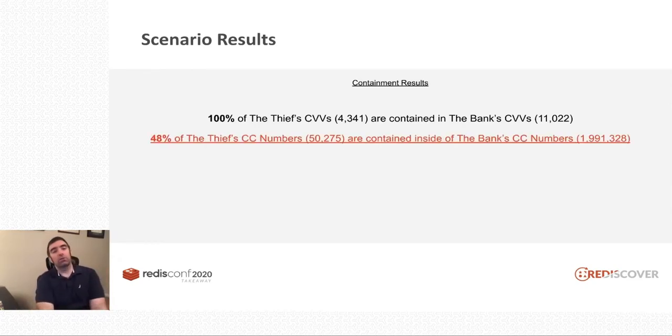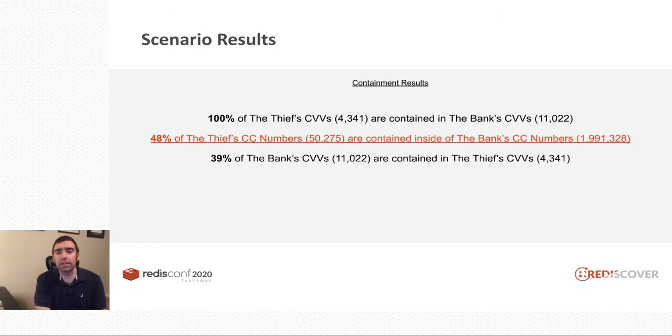So this is the meat that we're looking for right here. We have 48% of the thief's credit card numbers, which comes in at an estimate of 50,275, where the real number was 50,000, contained inside of the bank's credit card numbers, which comes in at an estimate of 1,991,000 and change. So this is the target that we're looking for. We know that the real answer is 50%. We come in at 48%. Given the difference in the cardinality sizes here, about 40 times bigger for the bank than the thief, this is still pretty good.